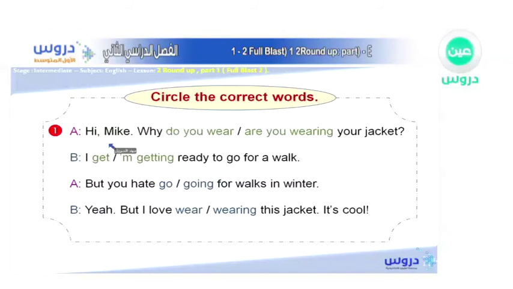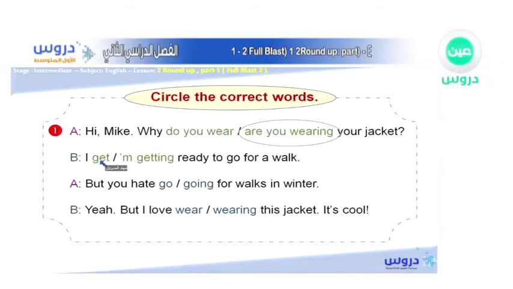Okay, let's circle the correct words right now. Come on, let's do it. Hi Mike, why do we say do you wear or are you wearing your jacket? And the answer says, I already go for a walk. In that case, that's right. It's actually are you wearing? Why are you wearing your jacket?